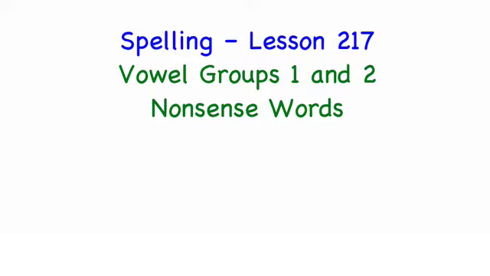We are in lesson 217. This is a spelling dictation lesson. The groups of words I'm going to be dictating in pairs will contain either vowel groups 1 or 2. As a way of review, let's look at the two vowel groups.